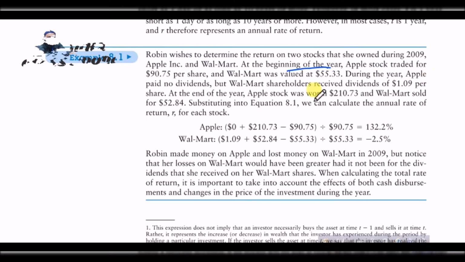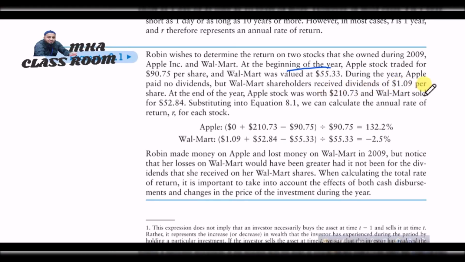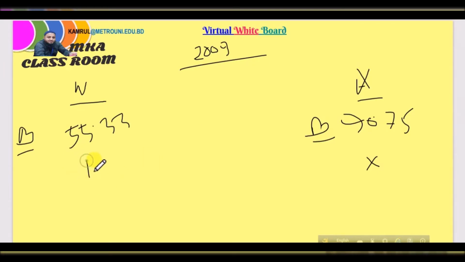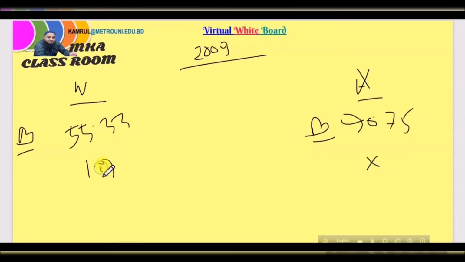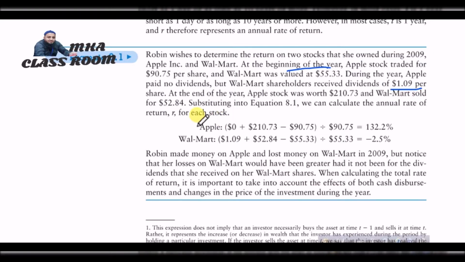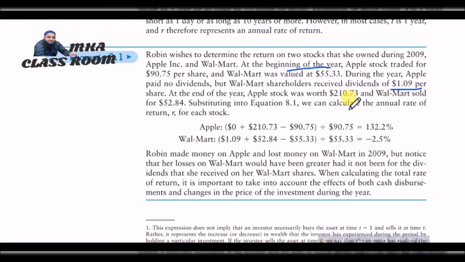During the year, Apple paid no dividend. But Walmart shareholders received 1.09 taka dividend per share. That means from the beginning of 2009 to the end of 2009, Walmart shareholders received 1.09 taka as their dividend.